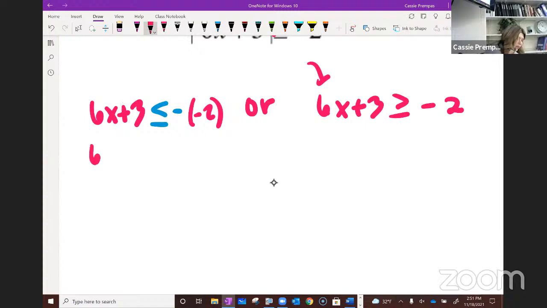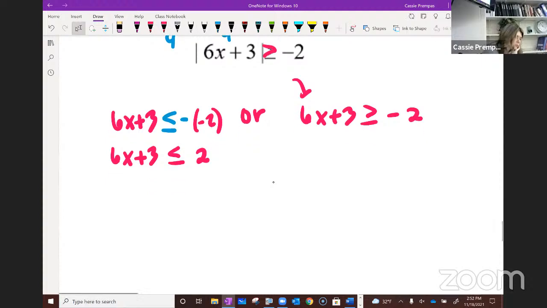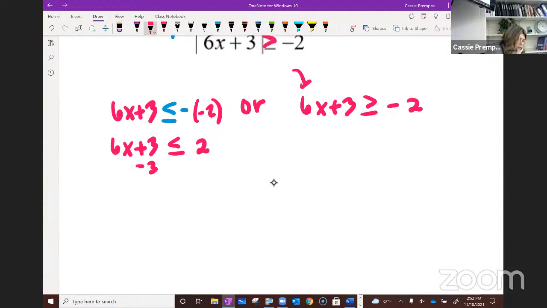So if I solve for the one on the left, I have 6x plus 3 has to be less than or equal to 2. If it's less than, then it's an and. Equal to, it's always. Yep. But if it's greater than or equal to, it's always an or. Good. Okay, so then we'll subtract 3.